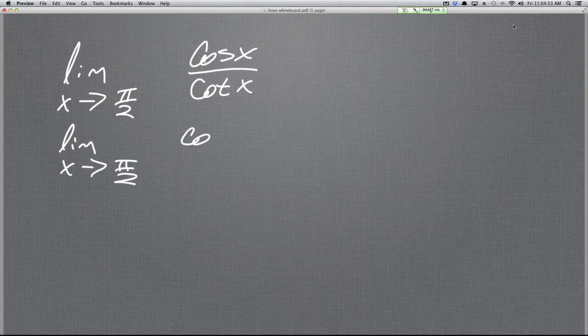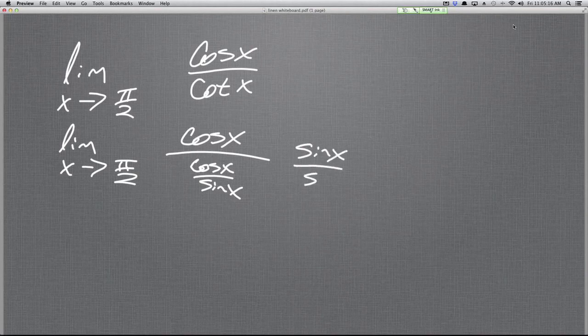So we'll leave cosine alone on top. What do you want to change cotangent to? Cosine over sine. Good. Now what situation am I dealing with? You're going to have to multiply. Fraction of a fraction. So what do I need to do to handle that? Multiply by the common denominator, which is sine of x.